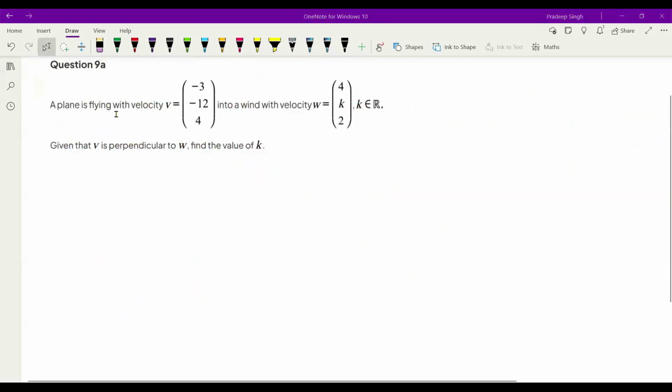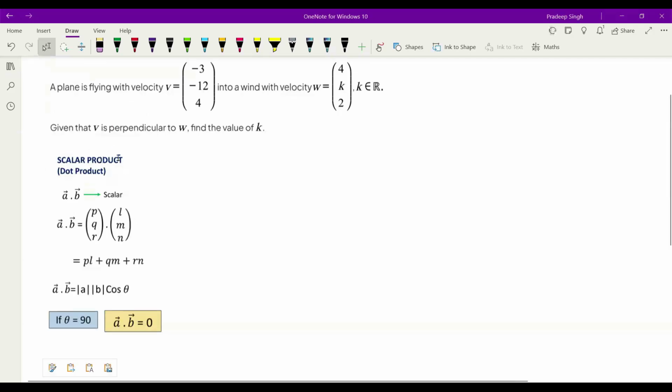In this question, a plane's velocity vector is given, and it's mentioned that the plane is flying into a wind, and the wind velocity is also given. V is perpendicular to W. So the plane velocity is perpendicular to the wind velocity, and then we are supposed to find the value of k. In the chapter of vectors, remember, whenever we see perpendicular, which means theta is 90 degrees, we employ the concept of dot product or the scalar product.